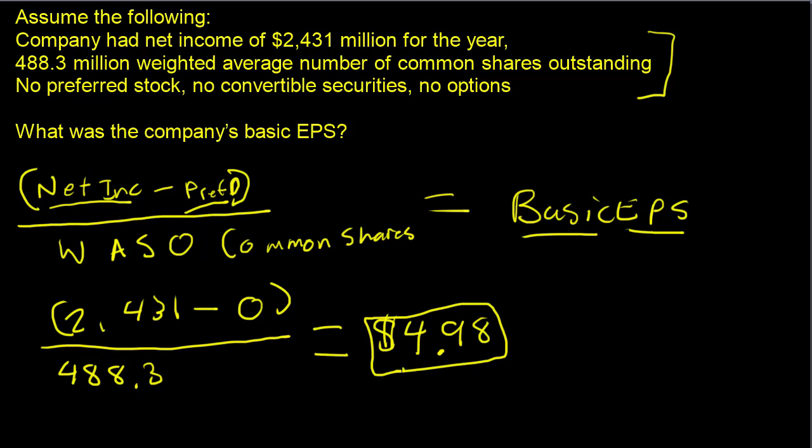This is our basic earnings per share. That is the basic earnings per share unit. And this is one of the most important numbers that we calculate as far as the metrics for performance on how a firm is doing in a given year.